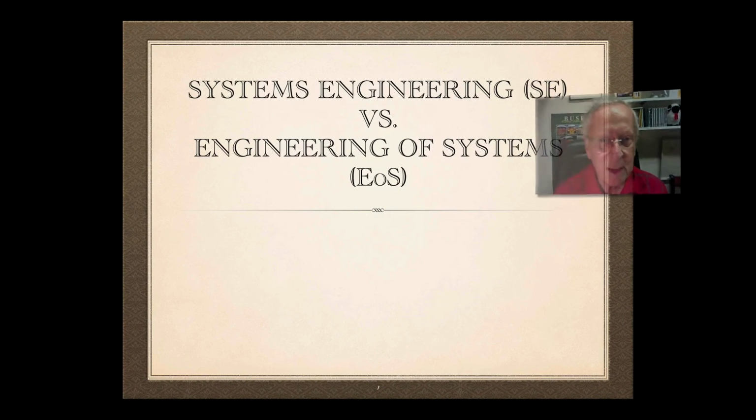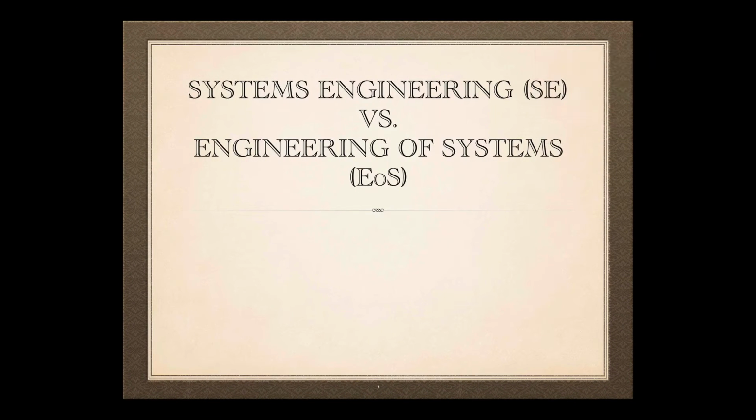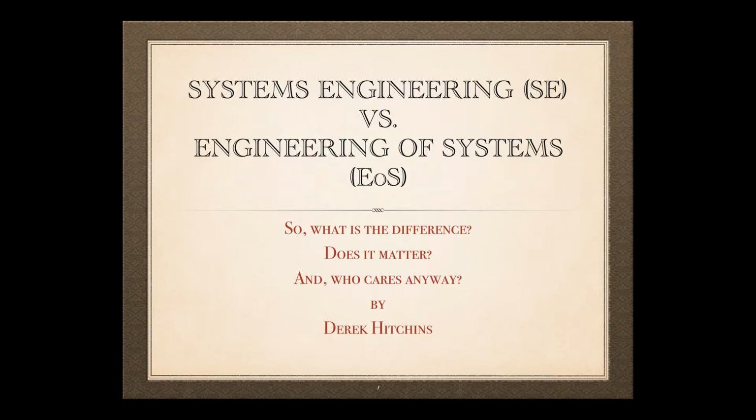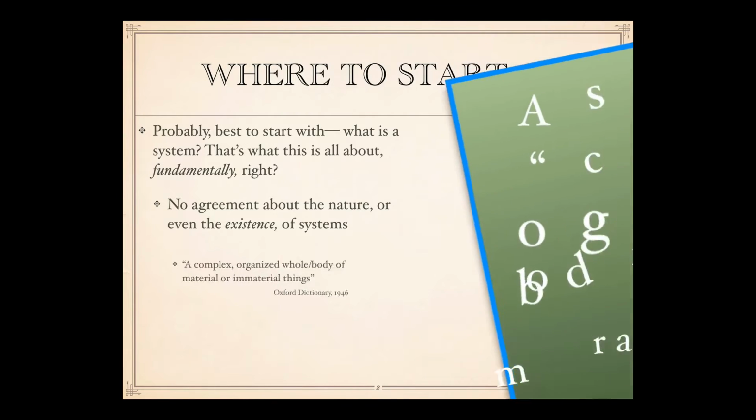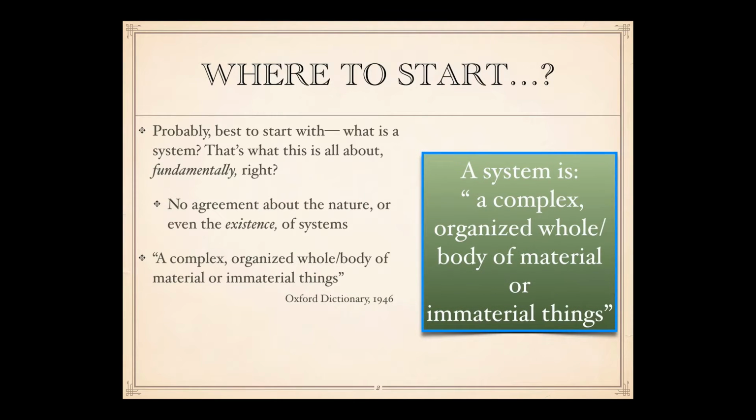I'd like to talk today about the differences between systems engineering and the engineering of systems. So, what is the difference? Does it matter? And who cares anyway? Where to start? Probably best to start with what is a system. That's what all the fuss is about, fundamentally, isn't it? There's no agreement about the nature or even the existence of systems.